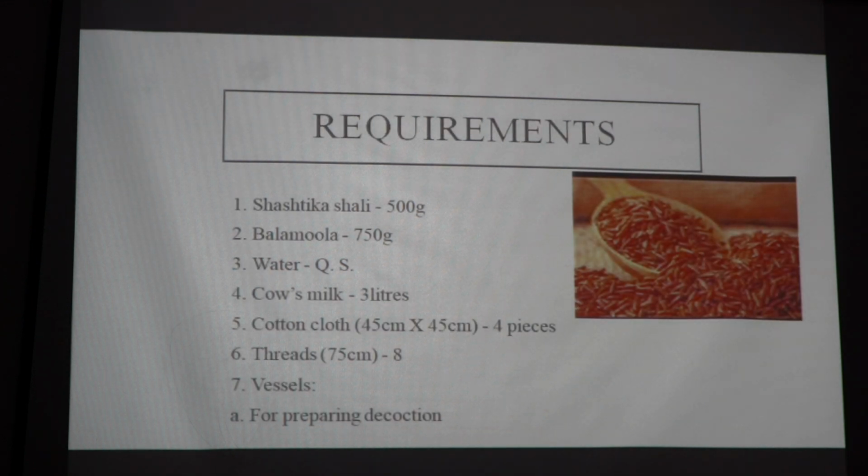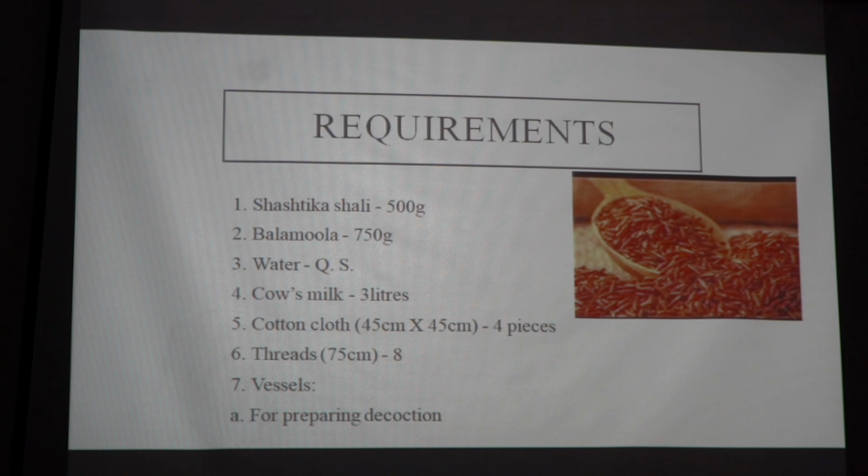What are the requirements for the procedure? Here I have shown the picture of Shashtika, which is a variety of rice that we will be taking, 500 gram. Balamul quat, we will be taking decoction. We will make decoction afterwards. Balamul we will take 750 gram, water as per requirement. Cow's milk 3 liter. Cotton cloth 45 by 45 centimeter. We will take 4 pieces of that.